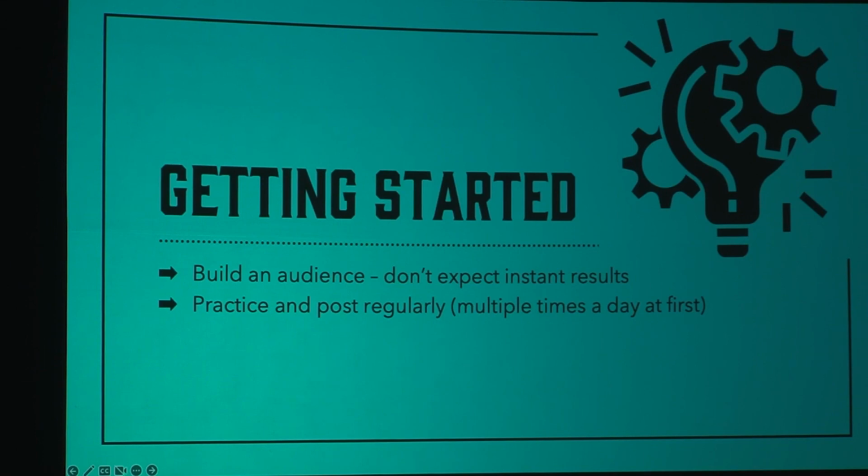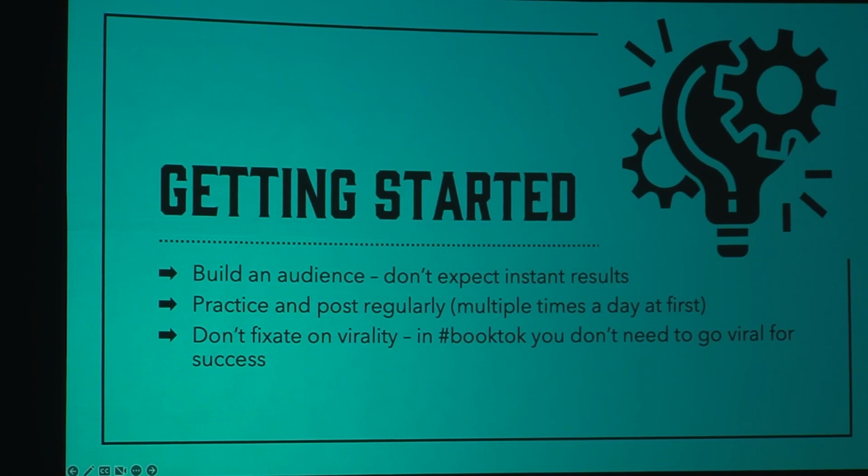Two things happen then. One is the algorithm wakes up to you and starts working for you as long as you're doing the right thing, you're on point, all the stuff we talked about earlier. Secondly, you get used to doing it, so it stops becoming such a big deal, stops becoming so difficult and time-consuming to do. You'll be doing them very quickly and easily after a while. Don't fixate on virality. In BookTok, you do not need to go viral for success. 1,000 followers and similar can lead you to sales.